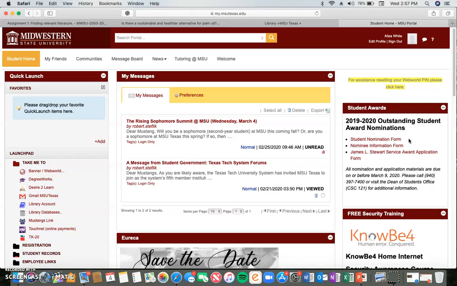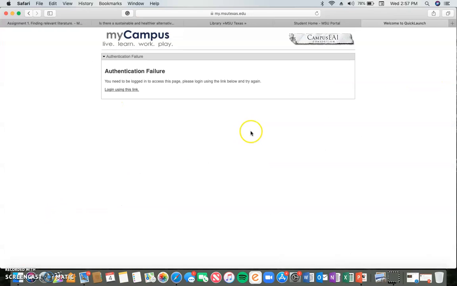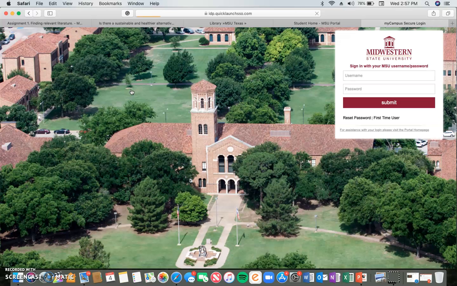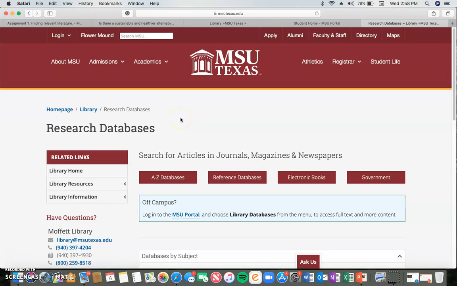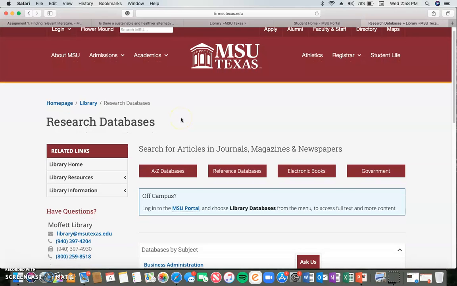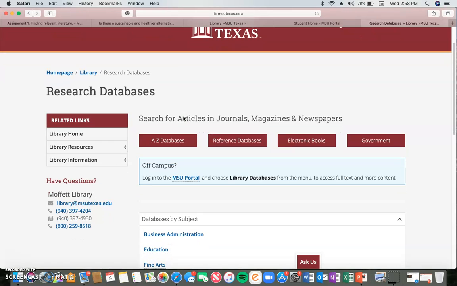So now that I have finally been able to log into my MSU portal, I'm going to go down over here on the left. There is Library Databases. So you can go ahead and click on that instead of typing it in. I've been having issues with my login, but anyway, now hopefully I'm in.